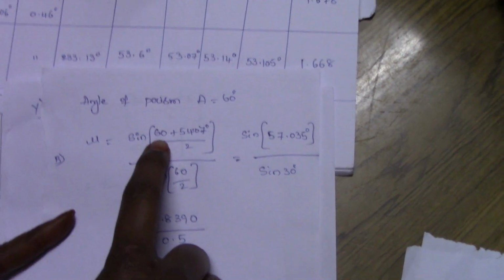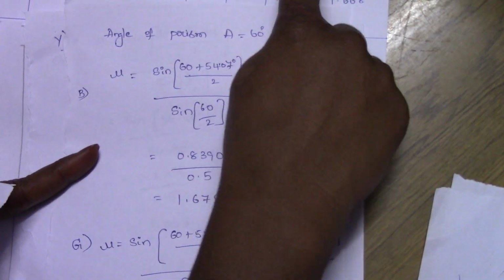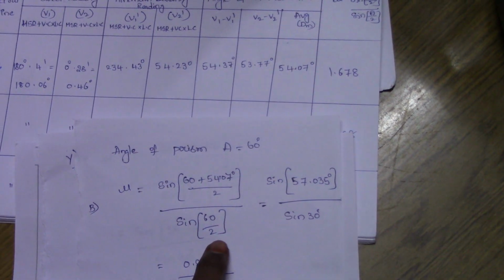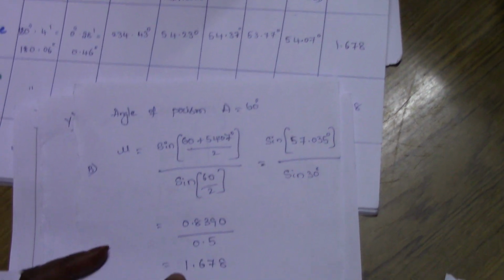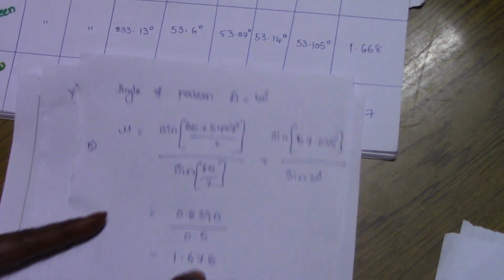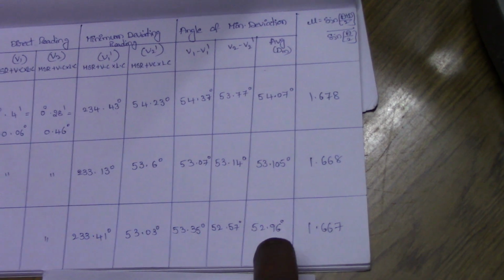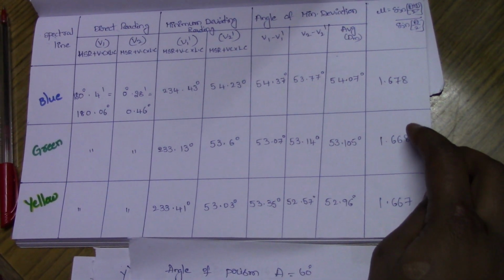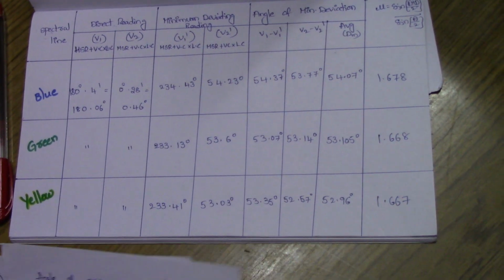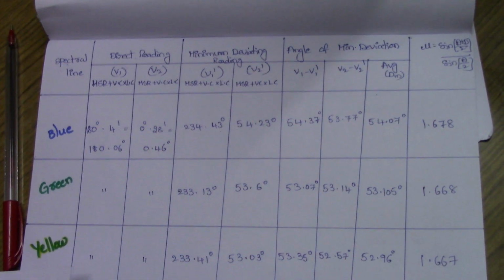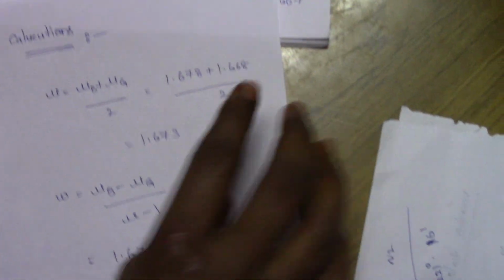Mu is equal to sine of (A plus D) by 2 divided by sine of A by 2. So A is here 60 degrees and D_m is here 54.07 degrees, divided by 2, over sin 60 by 2. After simplification you will get the refractive index for blue color, 1.678. Like that, by substituting all your D_m and A values in the respective formula, you will get the refractive indices for blue, green and yellow colors: 1.678, 1.668 and 1.667.